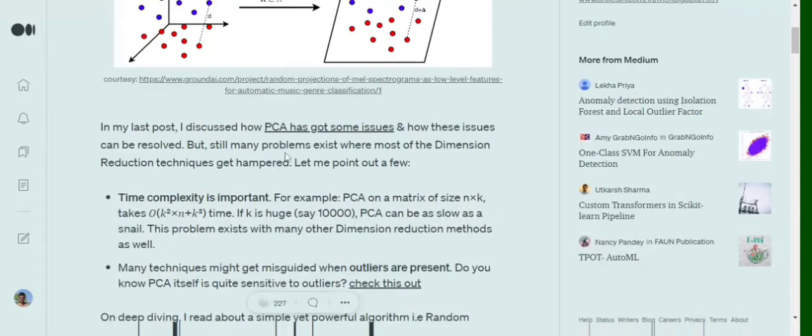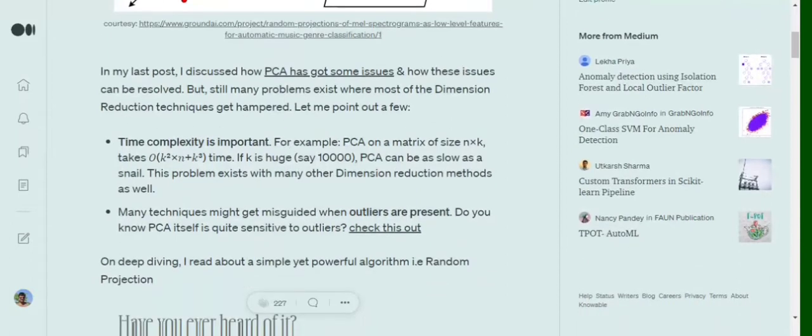A couple of them that we will be discussing today are, first, time complexity. If you have a data set of dimensions n cross k, where n is the total number of samples and k is the total number of features, the time complexity is big O of k square into n plus k cube. Now, if your k, the number of features, is very high, say 1000, 2000, or even 5000, PCA can be as slow as a snail.